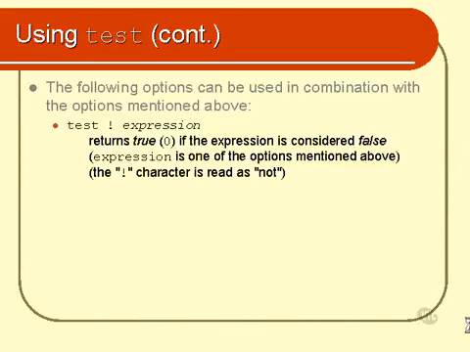Test ! expression. Now you read the exclamation mark as the word "not", so you can think of this as returning not the expression. So if the expression is false, then test will give you a value of true, and vice versa. And the expression is one of the things that we saw earlier, like is the file writable? Then you could say, well, I'll show you an example.